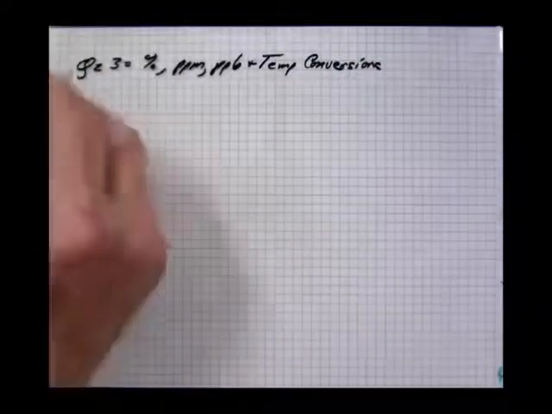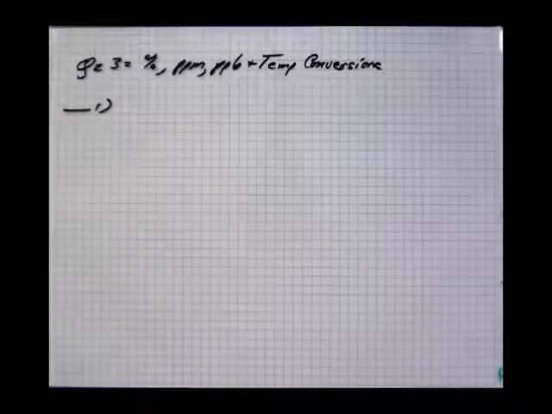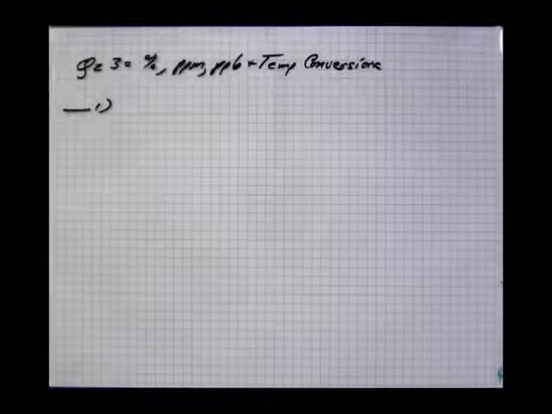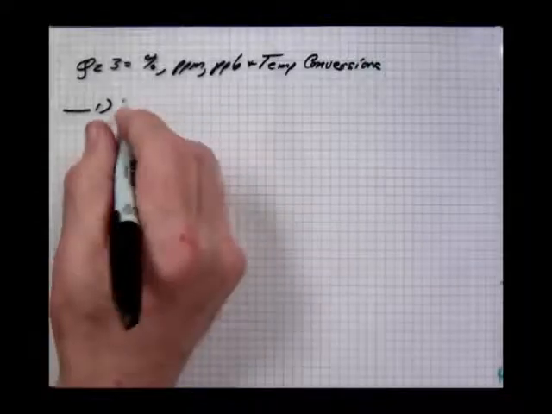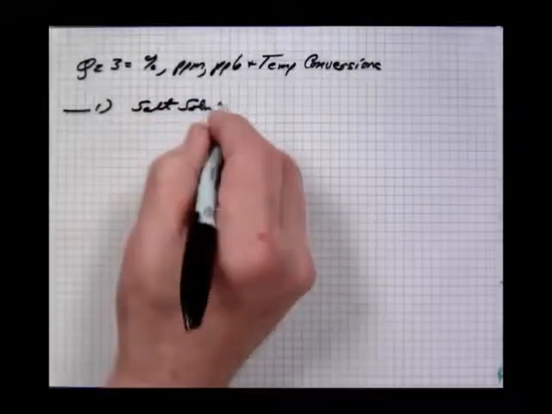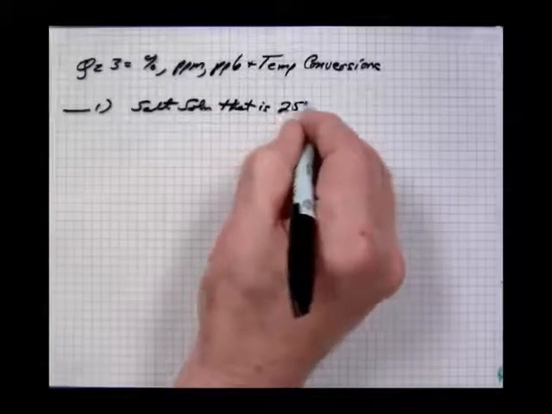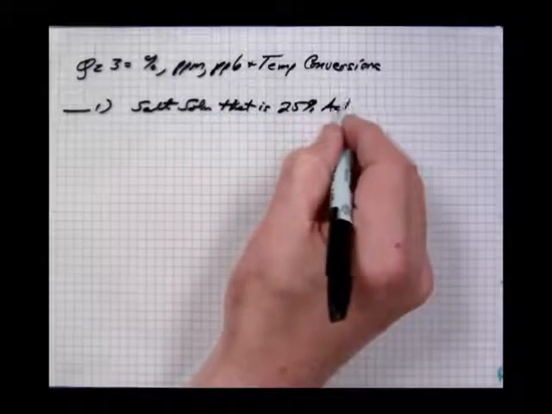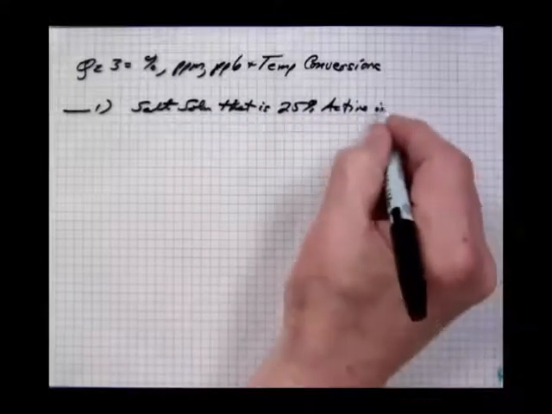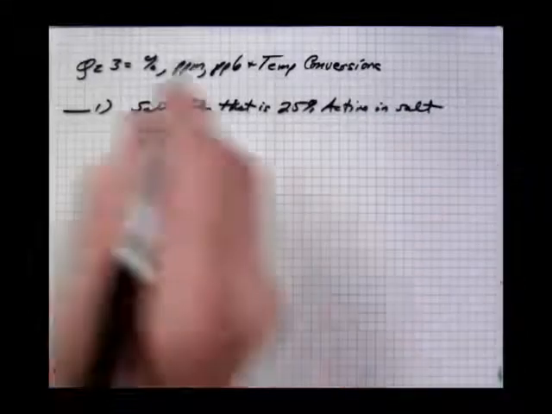First one is, what weight of salt can be found in 50 grams of an aqueous solution of 25% active salt. So we have a salt solution that is 25% active in salt. It didn't specify salt, but anyway, salt.